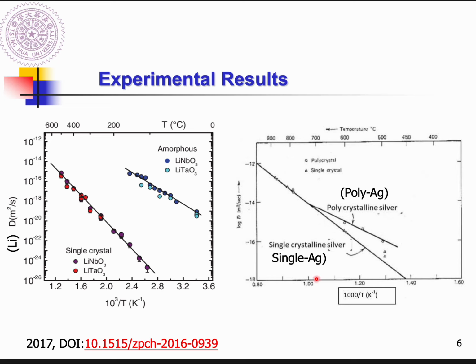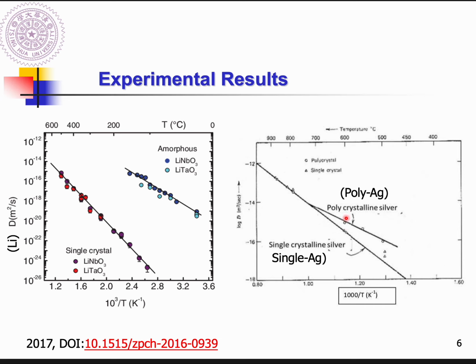And before, the temperature is higher than this temperature. In the higher temperature regime, the diffusivity of polycrystalline silver is identical to that in single crystalline silver, which implies that in this high temperature region, grain diffusion dominates. But when decreasing the temperature, we observe another straight line with a different slope. This implies that grain boundary diffusion probably contributes to the diffusion of silver.